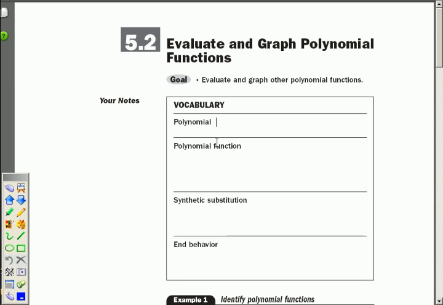Today we're going to learn about section 5.2, evaluate and graph polynomial functions. 5.2 is a short lesson that we're going to use in combination with 5.8. It's just talking about how to graph them, and we skipped over it. We went from 5.1 to 5.3, but we're kind of coming back just to show you graphing polynomials and functions.